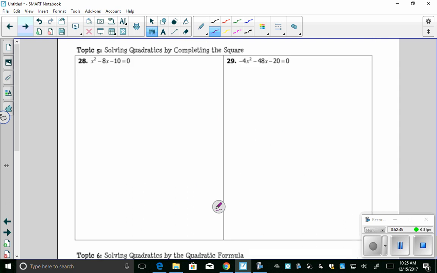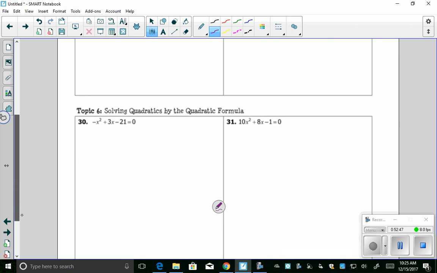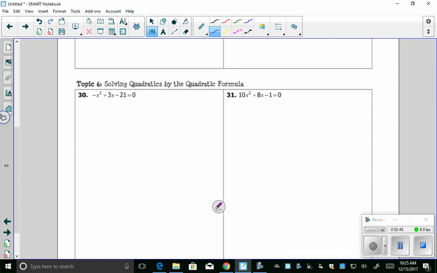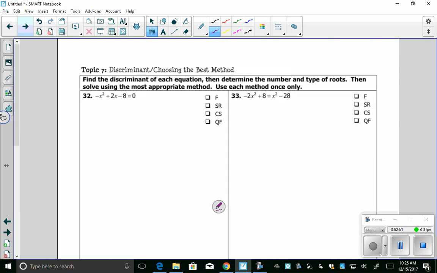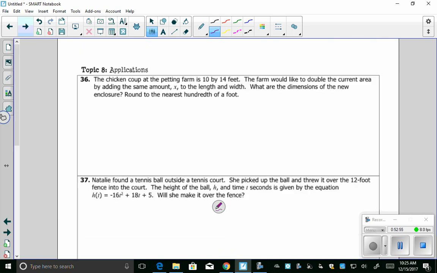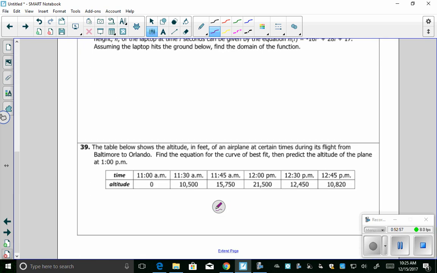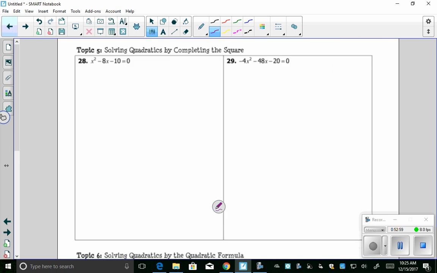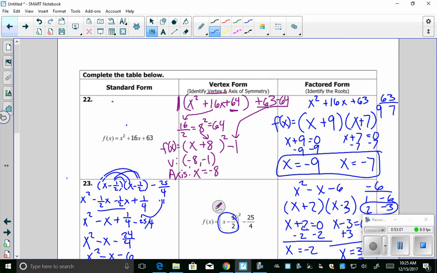Okay, so skip this topic. I believe this is going to be the end of the study guide because we haven't covered any of this yet. So if you have any questions over the study guide, please let me know. Okay, I will do my best to help you out. And don't forget to study for your test.